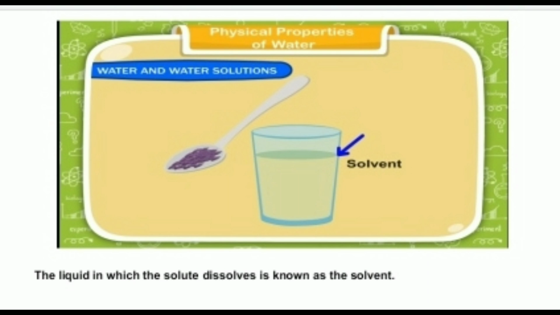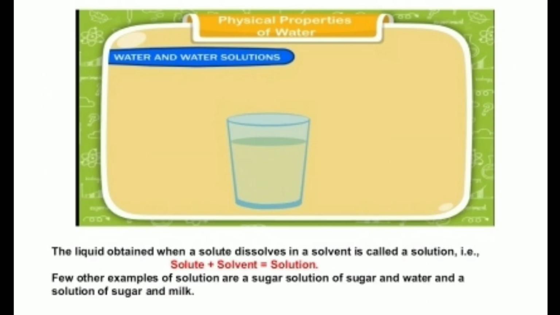The liquid in which the solute dissolves is known as the solvent. Here, water is the solvent. The liquid obtained when a solute dissolves in a solvent is called solution. That is, solute plus solvent is equal to solution. Few examples of solution are a solution of sugar and water and a solution of sugar and milk.